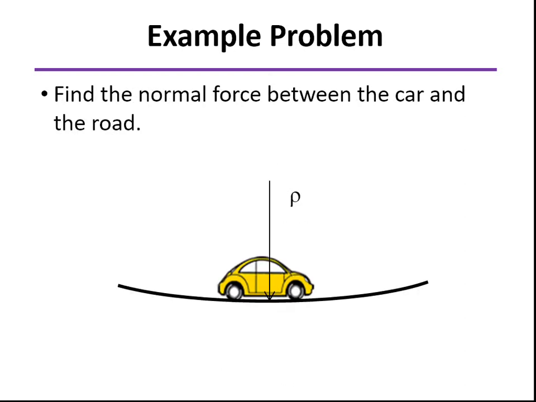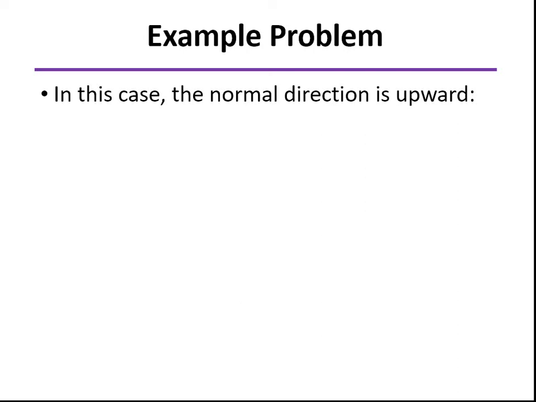Now let's flip that around. Now the car is going through a dip, and so our radius of curvature is as shown, and the center of curvature now is going to be above the car. So our normal direction is going to be upward. And so we have the same free body diagram, but again the normal direction is changed. It's now upward toward the center of curvature.